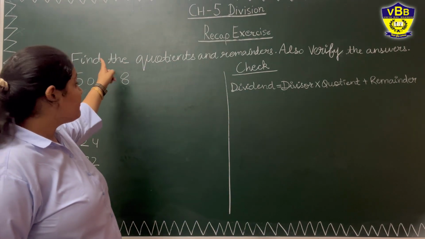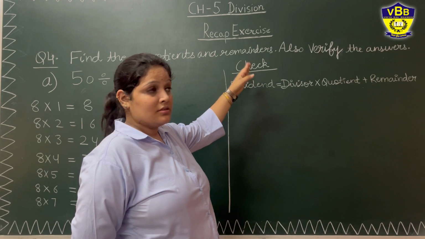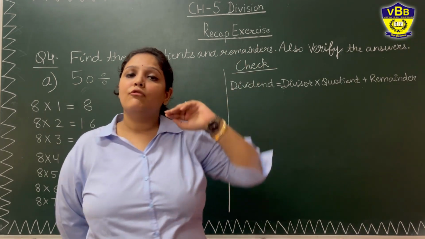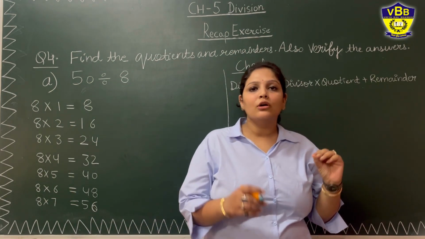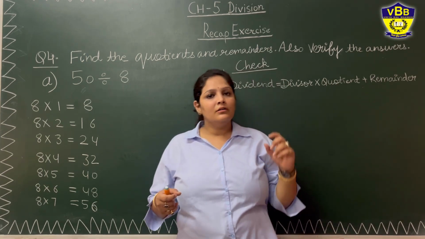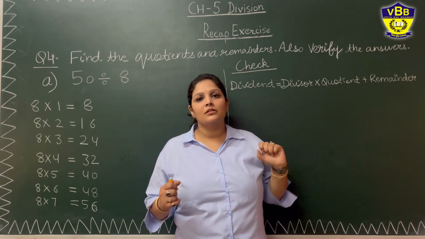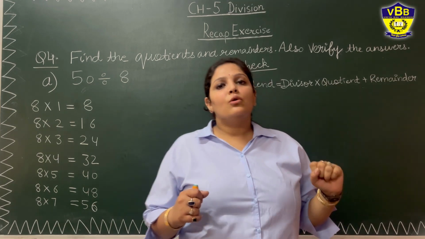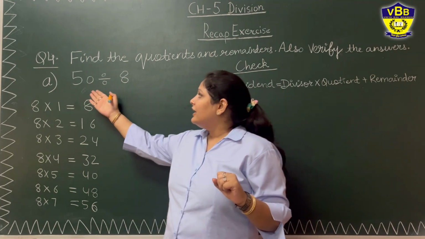Question number 4 is: find the quotient and remainders and also verify the answer. What we need to do is find out the quotient and remainder, then we need to verify the answer also. Okay, so let's see the A part, that is 50 divided by 8.